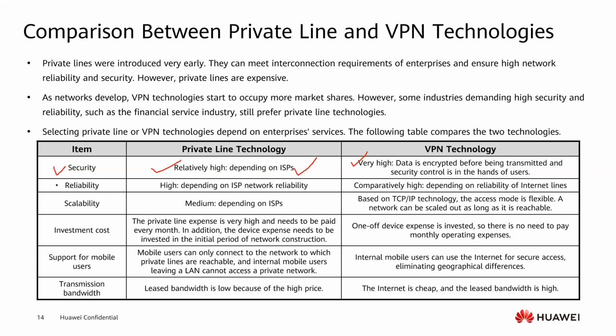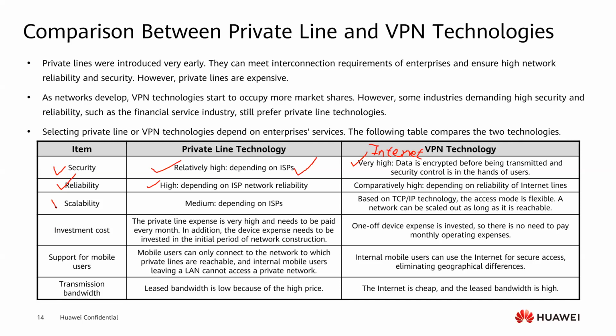And secondly, reliability. The private line has very high reliability. But for the VPN technology, the reliability is just okay, because we created the VPN on the internet. On the internet, you cannot guarantee anything. Right? Sometimes it just disconnects.